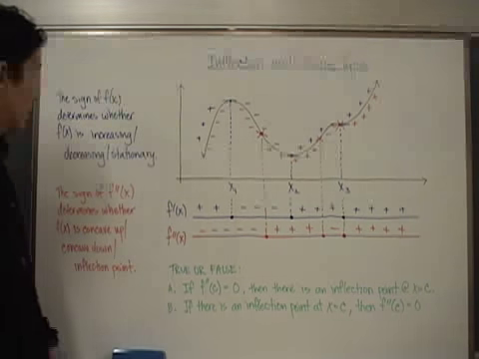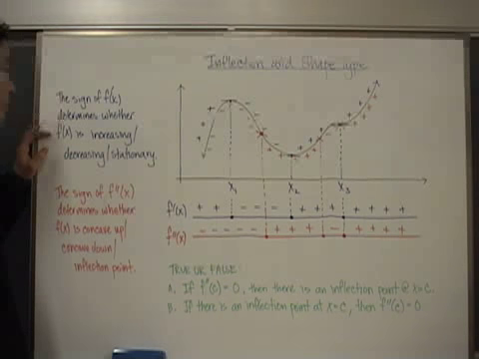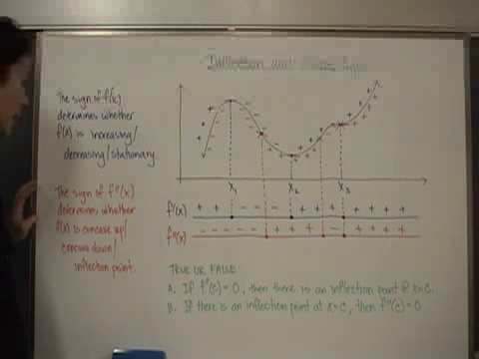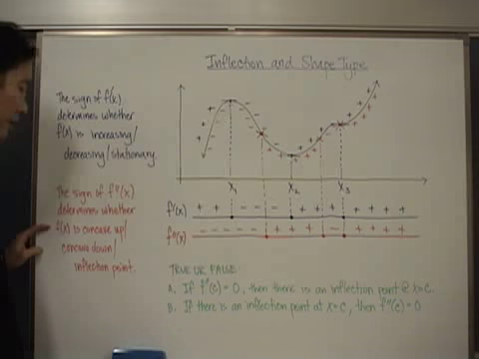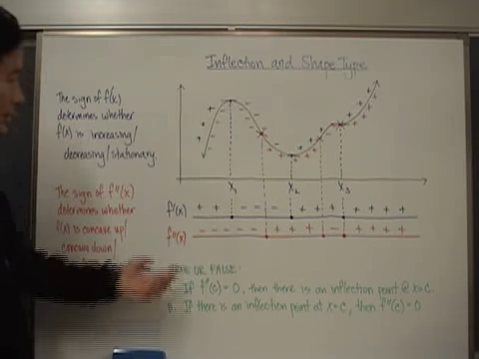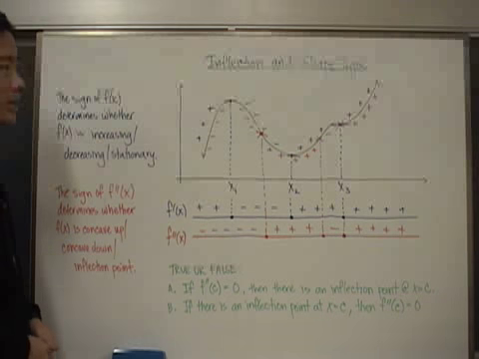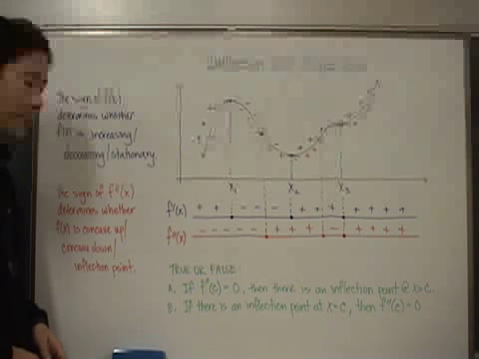So here's what we have. The sign of f prime, again, determines whether f of x is increasing, decreasing, or stationary. The sign of f double prime determines whether f of x is concave up, down, or there's an inflection point. So associate that with what we have here, and you should be able to determine the concavity of any particular function that we have.